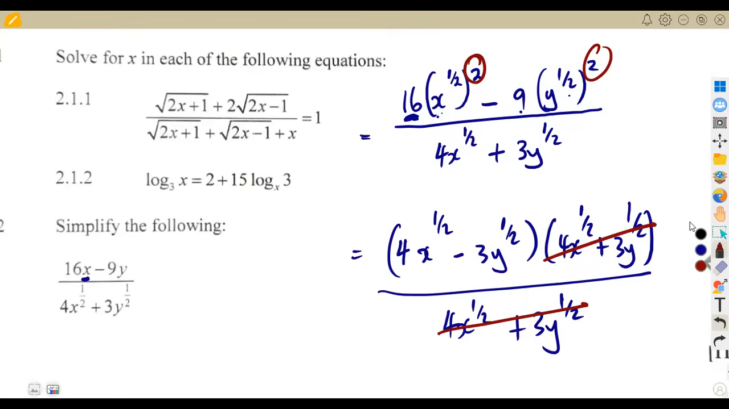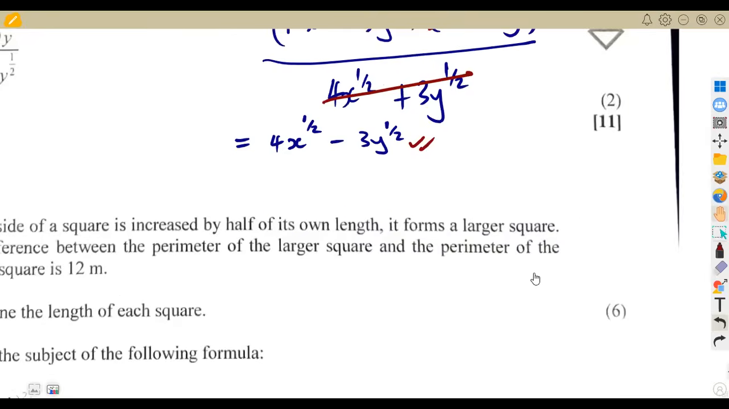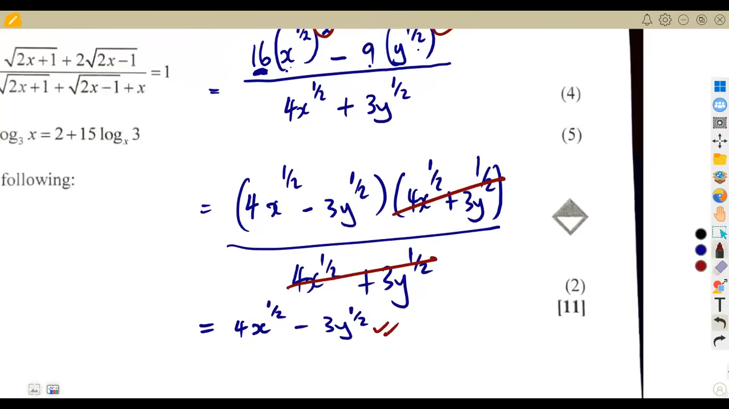So as you can see, these two will cancel, and we're going to remain with 4x to the exponent of a half minus 3y to the exponent of a half. So that is going to be our answer. Or if you want, you can write it in terms of the square root, all right? Remember, to the exponent of a half means the square root of. So it can be 4 square root of x minus 3 square root of y, like that. It's one and the same simplification.